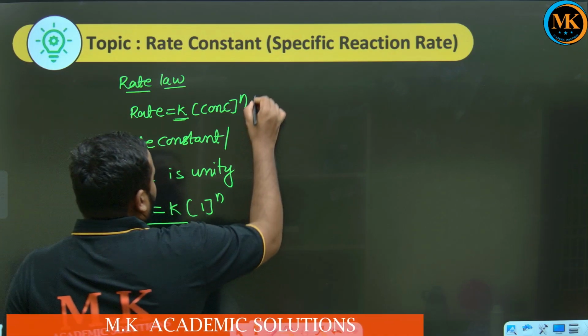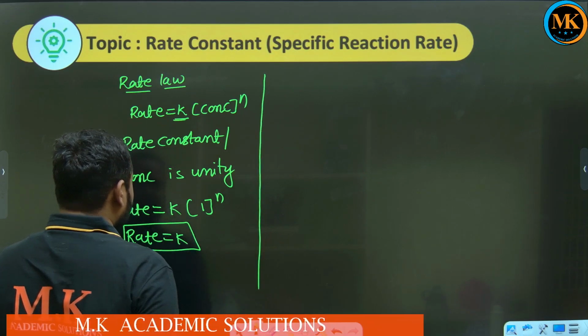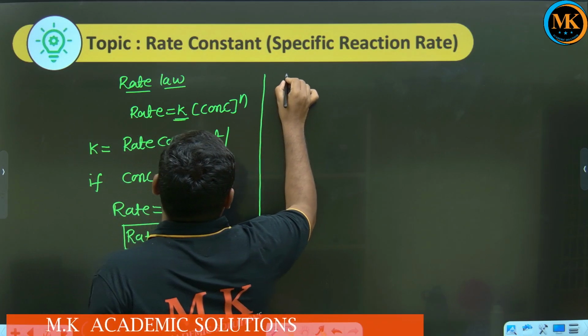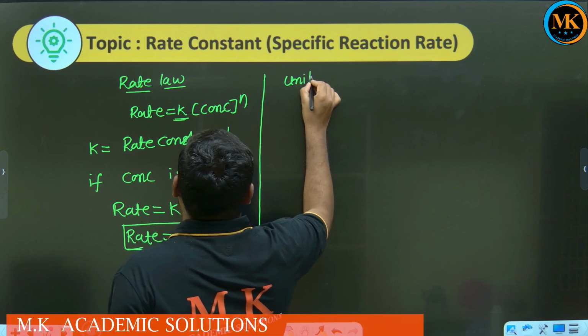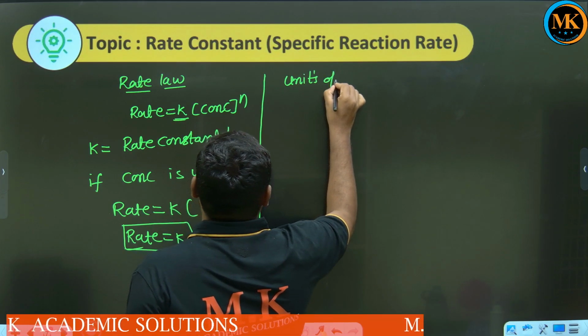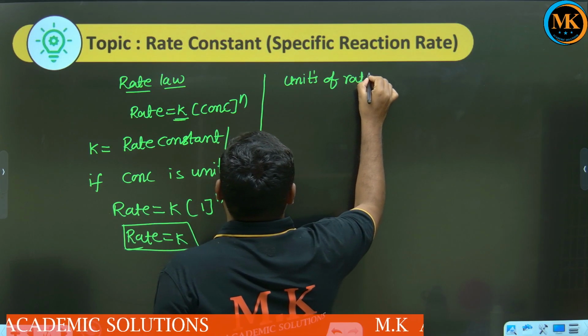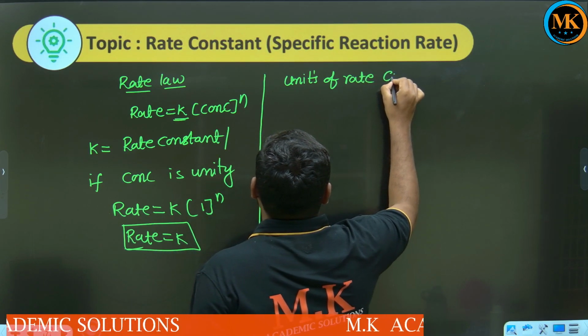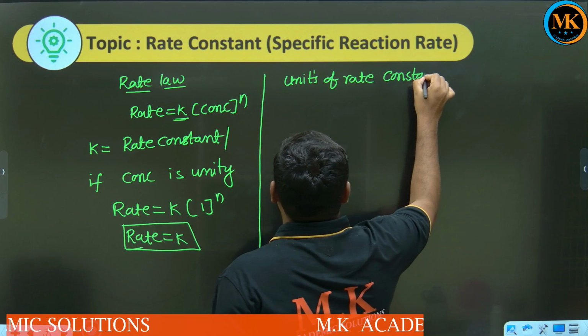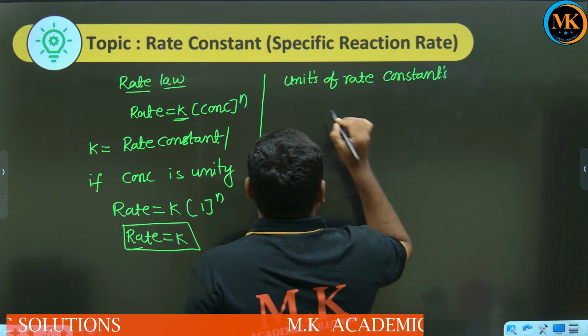And here one more thing about the rate constant, that is units. What are the units of rate constant? So here, what are the units of rate constant?